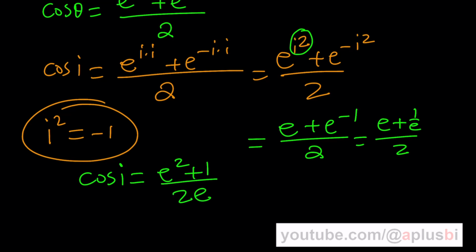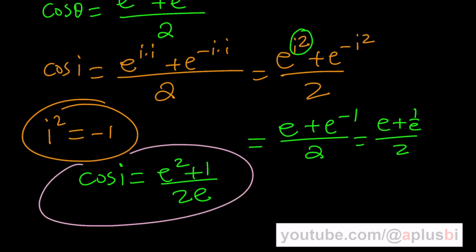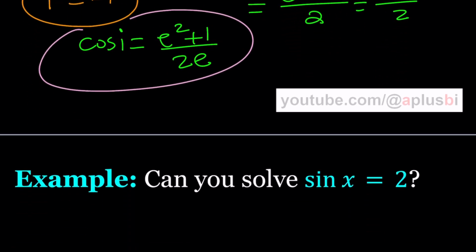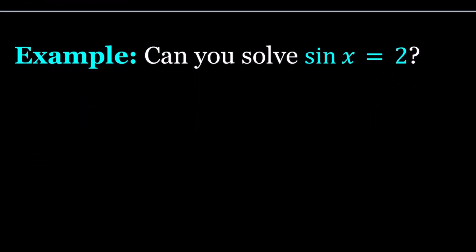And this is pretty interesting in my opinion, because i is complex, cosine is trigonometric, and guess what? Cosine of i is real as it can be. Anyways, let's take a look at another problem, which is also fairly interesting.